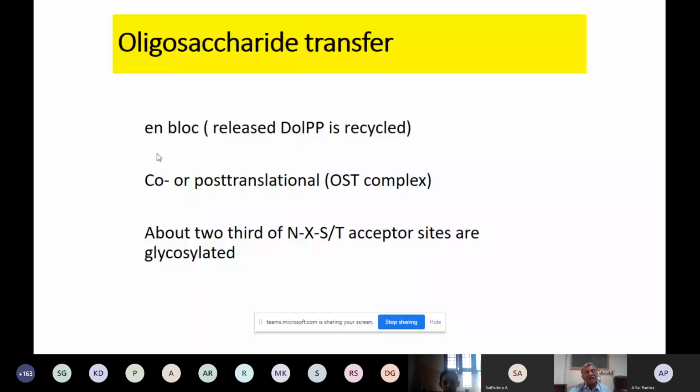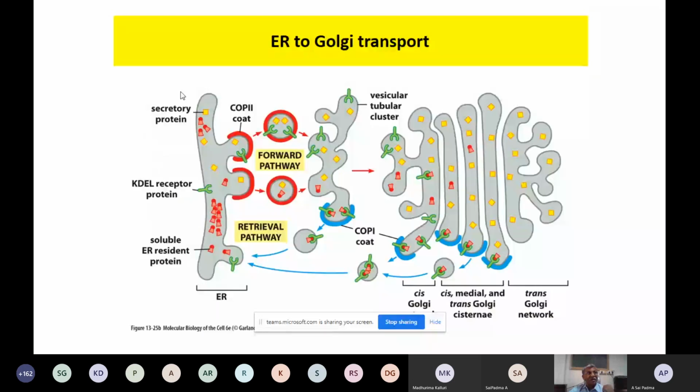So the dolichol pyrophosphate is then recycled to perform the same reactions, and co- or post-translationally, the oligosaccharide transferase complex facilitates this. In the entire protein molecule, if there are 10 sites, about 2/3 of them are occupied by the glycan structures. Not all the glycosylation sites can be occupied because some of them may be folded within the polypeptide chain and may not be accessible for the addition of the glycan structure.